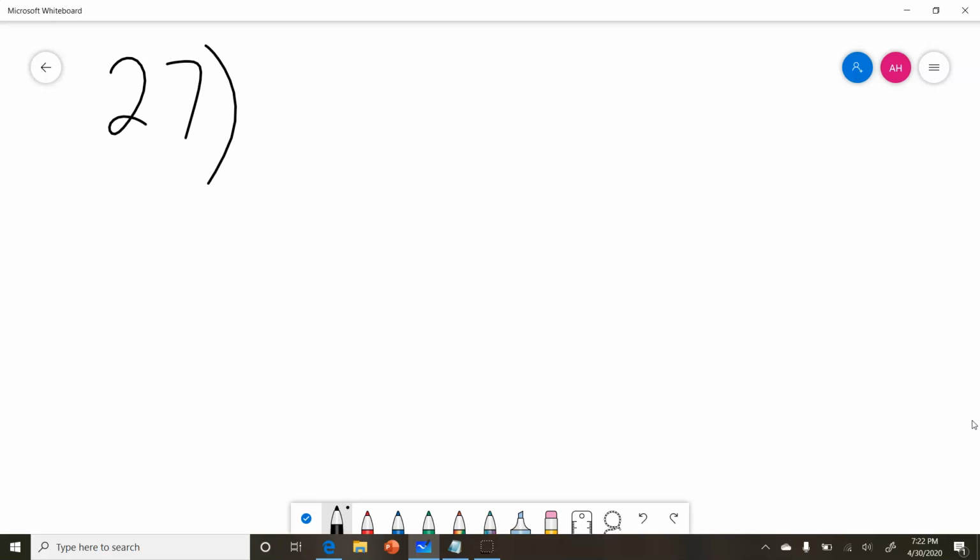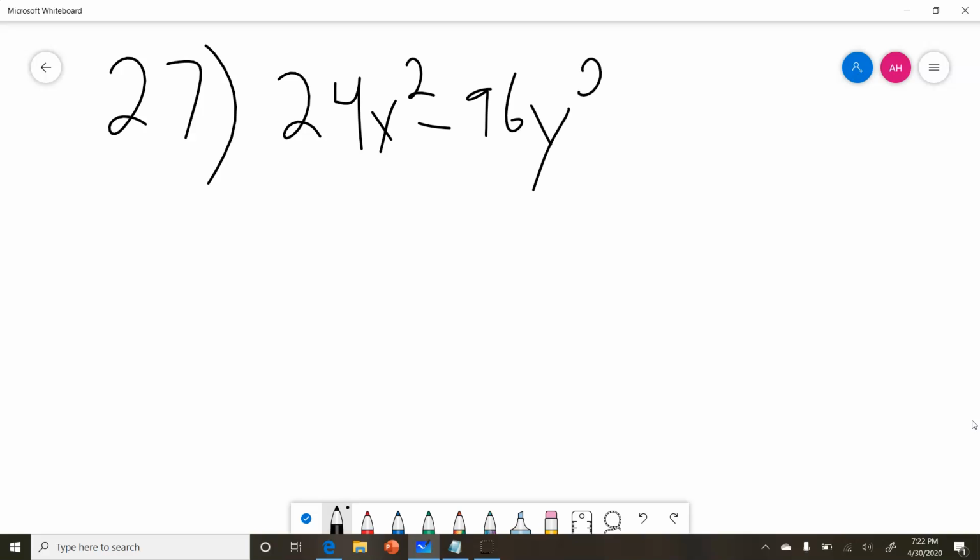Okay, so number 27. Now this one says 24x squared minus 96y squared. Again, this one's looking good because we have a difference of squares. We can take the square root of y squared and the square root of x squared, but look at this. We can't take the square root yet because we have common numbers, and we've got to find the greatest common factor. Well, the way we do that is we come over here and make our chart, right?